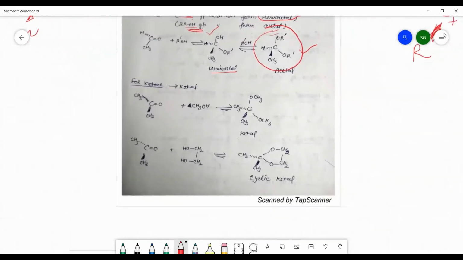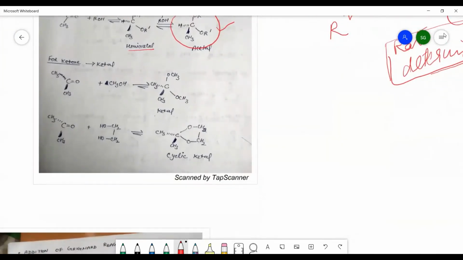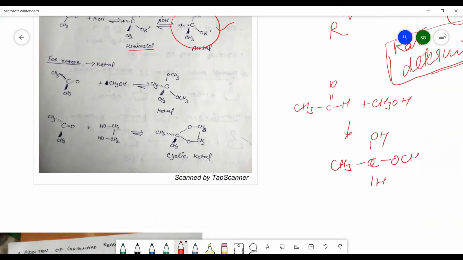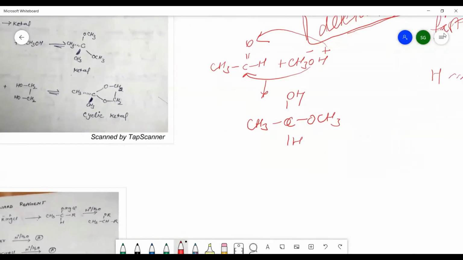So we can take an example. Suppose you have acetaldehyde and we are adding methanol to it. So after that we will get OH and H and OCH3. Here the hydrogen is positively charged, OCH3 is negatively charged. So that will attack the carbon atom, and hydrogen will attack this oxygen atom.